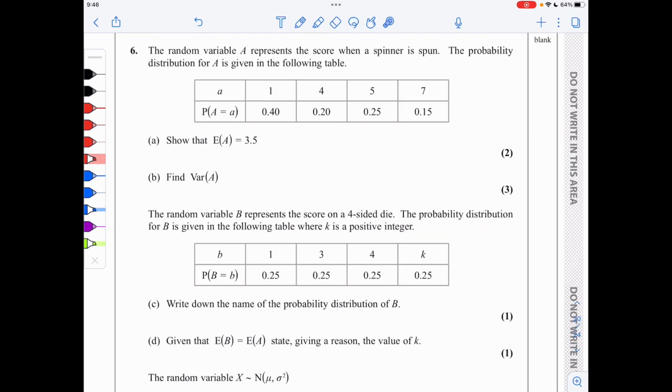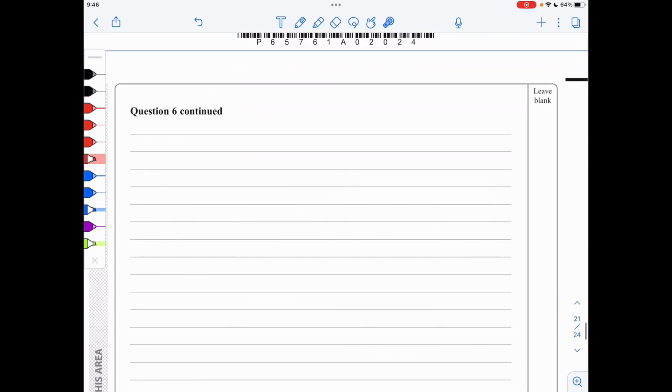In question 6, we've got this random variable A taking values 1, 4, 5, and 7, and we need to show that the expectation of A is 3.5. So as always, the expectation is given by multiplying together the values of the random variable with the associated probability. So the expectation of A will be 1 times 0.40 plus 4 times 0.20 plus 5 times 0.25 plus 7 times 0.15, and this is giving an answer of 3.5 as required.